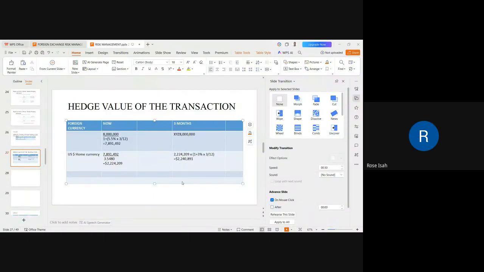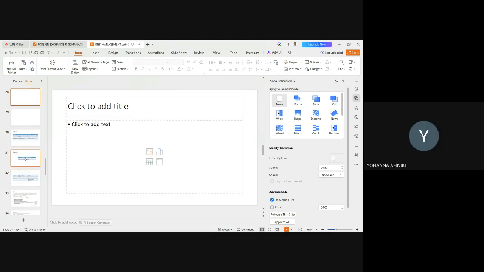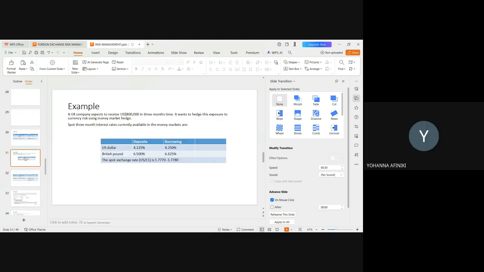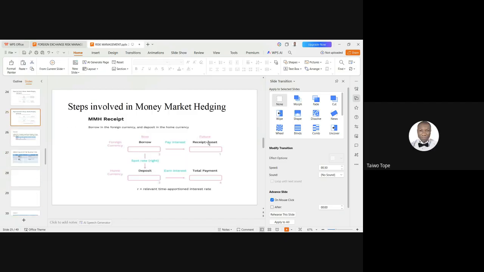Yes, sir. Thank you, sir. All right. So now, please, excuse me, sir. Please, I do not understand that table. I did not get the table clear, please. This table, yes, sir.